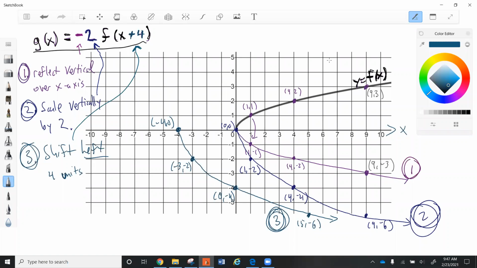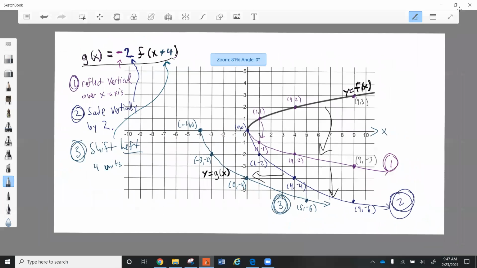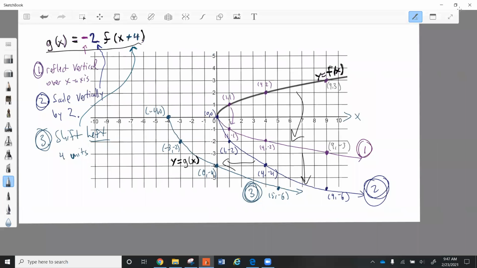So that produces the final graph. The final graph is this teal one here, which is the graph of y equals g of x. It's the result of doing all 3 of those transformations, one after another. So first flip down, then stretch out, and then move to the left, right? That's how you apply transformations to an actual graph.